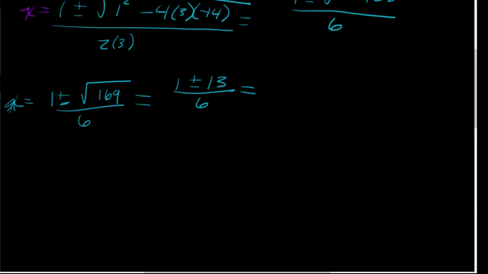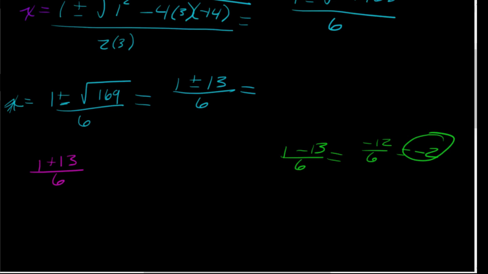Here's where a lot of people miss points. We have 1 plus 13 divided by 6, and we have 1 minus 13 divided by 6. And 1 minus 13 is negative 12 divided by 6. 12 divided by 6 is 2, and a negative divided by a positive is a negative, so there's one of our solutions. And I go back over here, 1 plus 13 is 14, so we get 14/6. I can divide a 2 out of both numbers, so I will get 7/3 as my other answer.